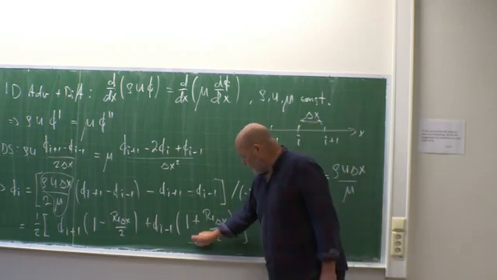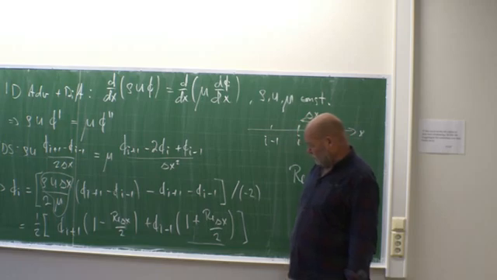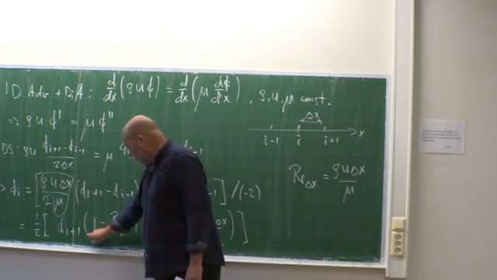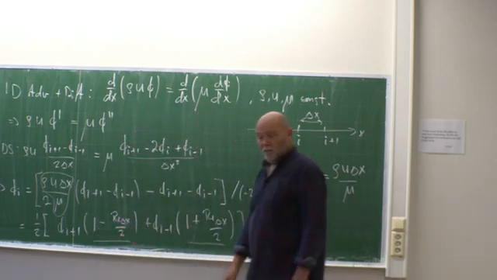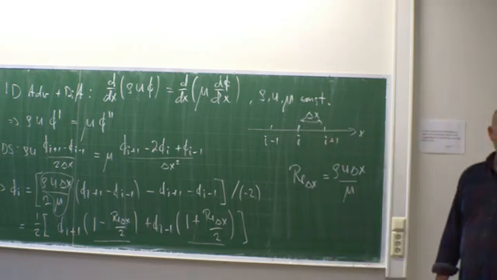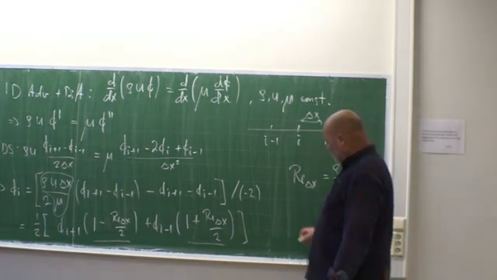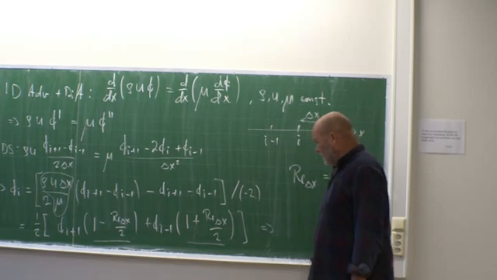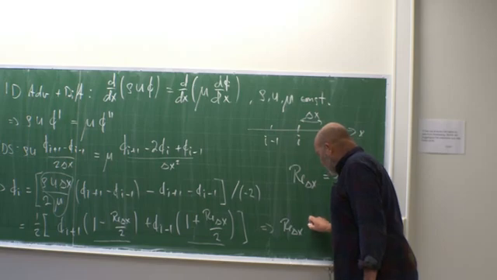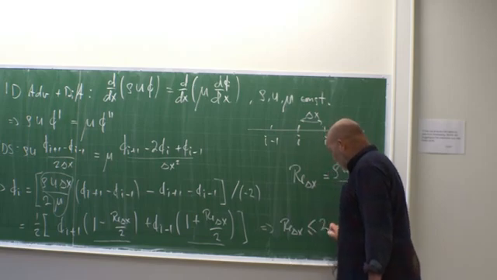Well, for this coefficient, that's not a problem. My Reynolds number is positive. But you see this one, that's the problem. The cell Reynolds number has to be smaller than 2. That is sort of the stability criteria here. Cell Reynolds number has to be smaller or equal to.